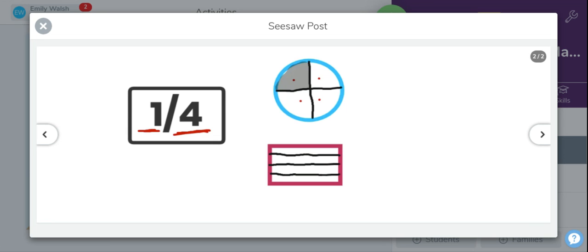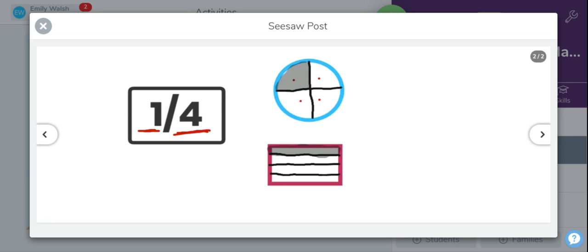Let's try with this rectangle. Once again, this fraction says 1/4. So the rectangle is partitioned into 4 equal parts. And since the fraction says 1/4, my job is to color 1 part of this rectangle. So now it is your time to practice.